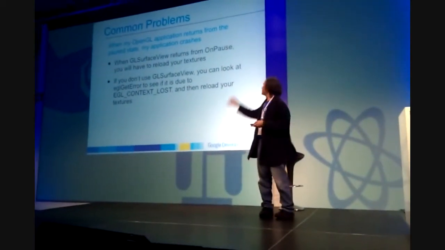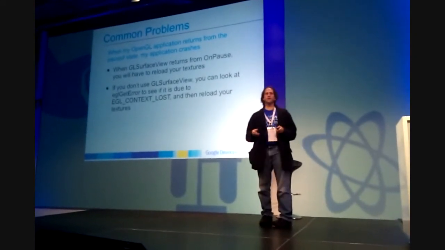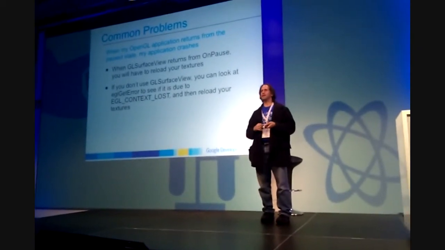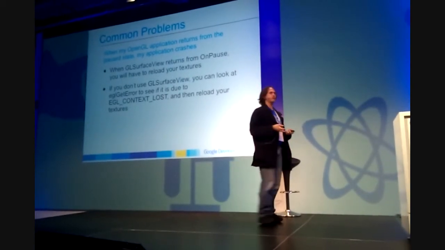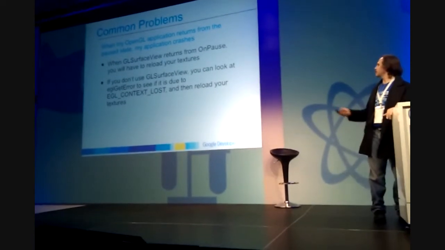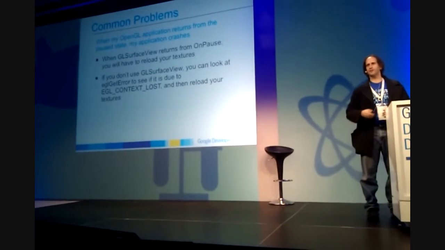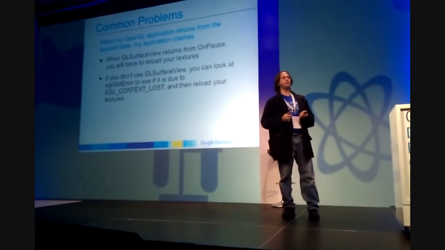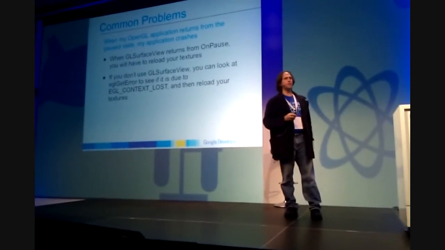So, when my OpenGL application returns to the paused state, it crashes. GLSurfaceView tries to be a really, really good citizen, and it nukes your GL context as soon as you go into onPause, which means you're going to have to reload your textures. Now, if you don't use GLSurfaceView, you can actually be a little smarter. You can look at the last call, which is going to have an error, and see if the context is lost. That way you can make your app perform a lot better, so it comes back from a pause state a lot more quickly if you happen to be using something else that ends up using the OpenGL context.